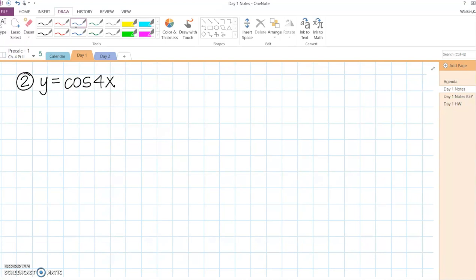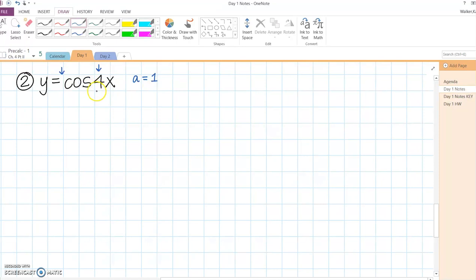Whereas in number 2, now your amplitude, there's nothing out in front of this cosine. It would have to be there. So my amplitude is still just 1, just like the parent function of cosine. But what did change is I have a 4 inside here. That 4 is going to stretch or shrink things. So when I have something happening inside a function, inside stuff affects the x's. So this is going to change my x scale.